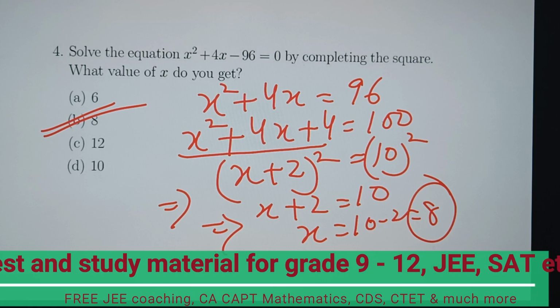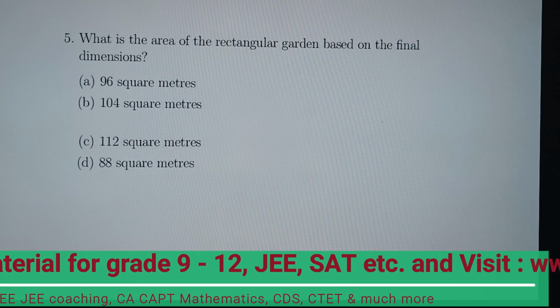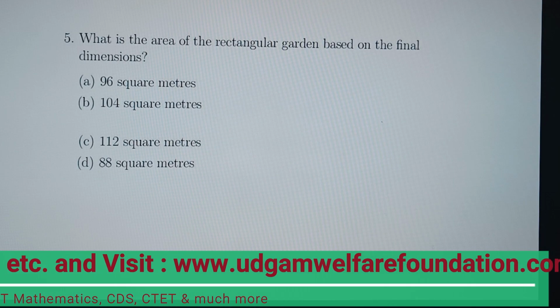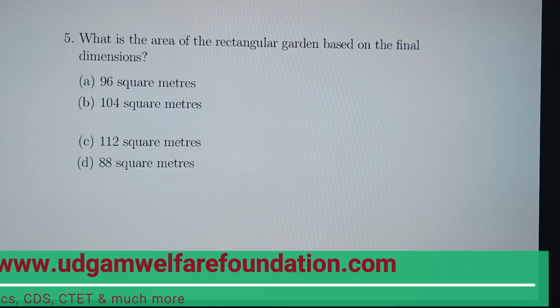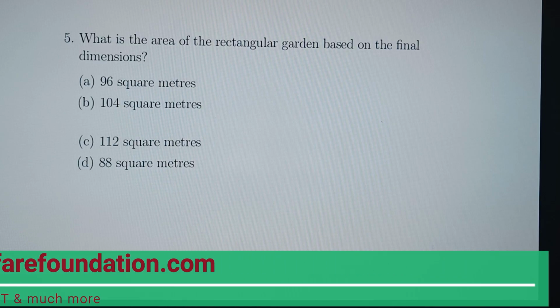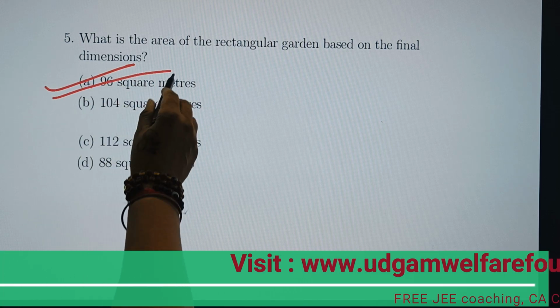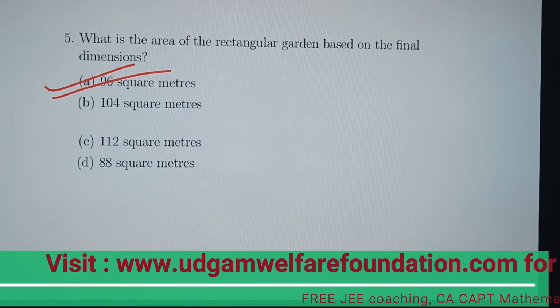Now let's move towards question number 5. So students, here comes our question number 5, which states what is the area of the rectangular garden based on the final dimension. Obviously we have already found the area of the garden, and it is also given in the question. This question is given just to confuse the students. So therefore we can say that 96 square meters is the correct answer here.